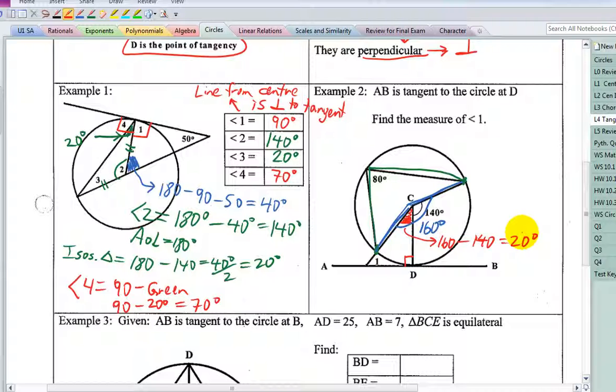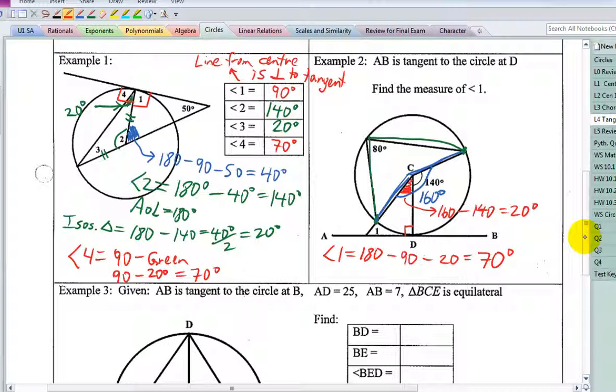Okay. So now that we know that red angle, you can find angle 1. So we can use our triangles add to 180 rule. So angle 1 equals the total sum of a triangle, 180, minus 90, which we have to figure out, minus 20, which we have to figure out. Altogether, angle 1 equals 70 degrees. And angles always have a degree symbol.